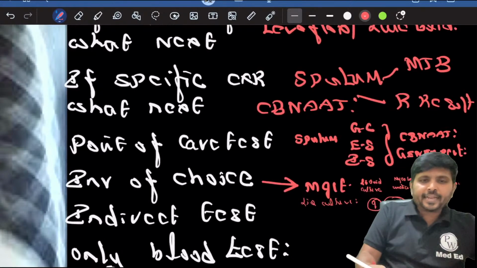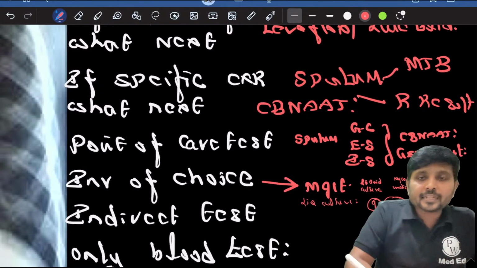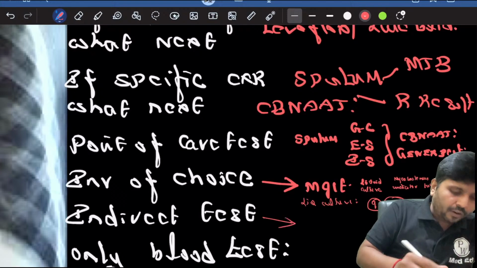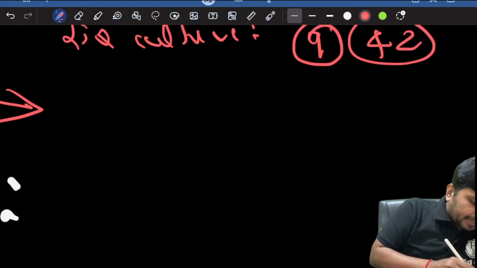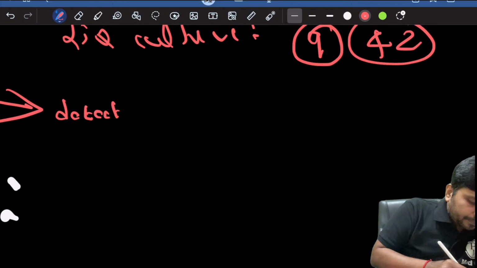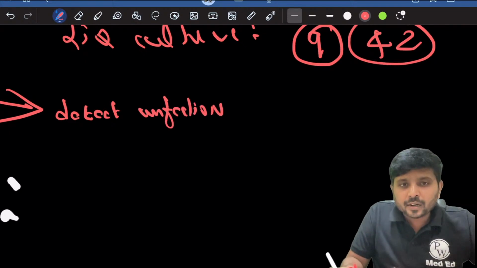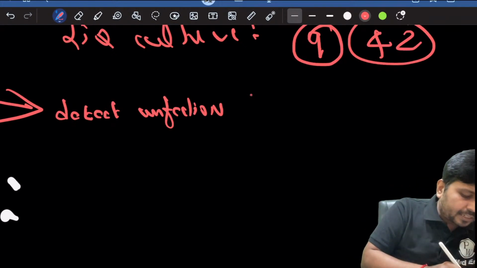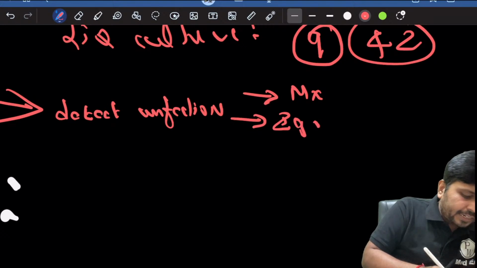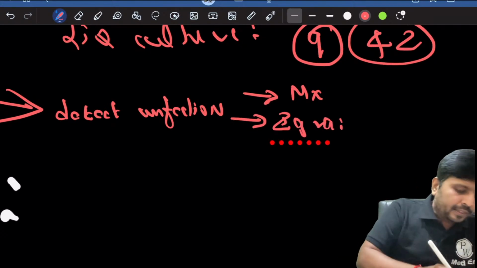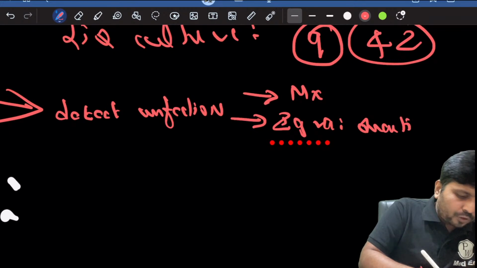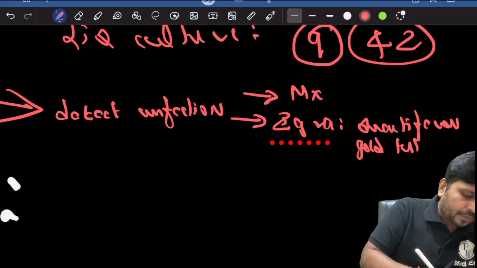Then, what are all the indirect tests you have? Indirect tests detect infection, not bacilli directly. So what are the three indirect tests? One is the Mantoux test. Second is IGRA, interferon gamma release assay, otherwise called the quantiferon gold test. The third one is the CTB test.